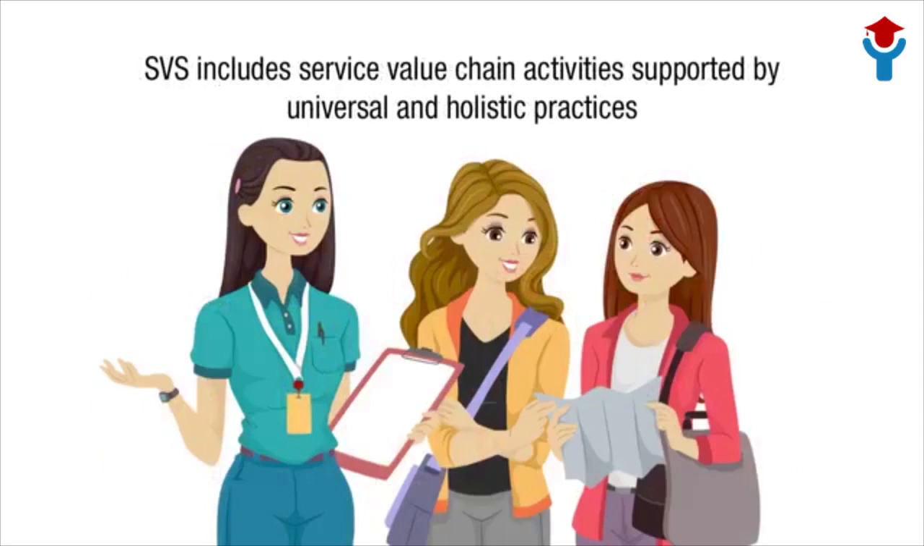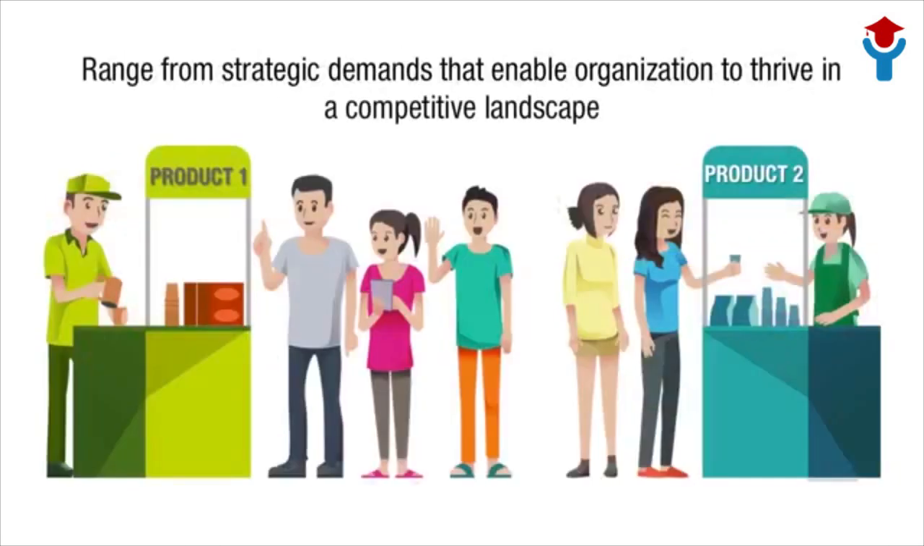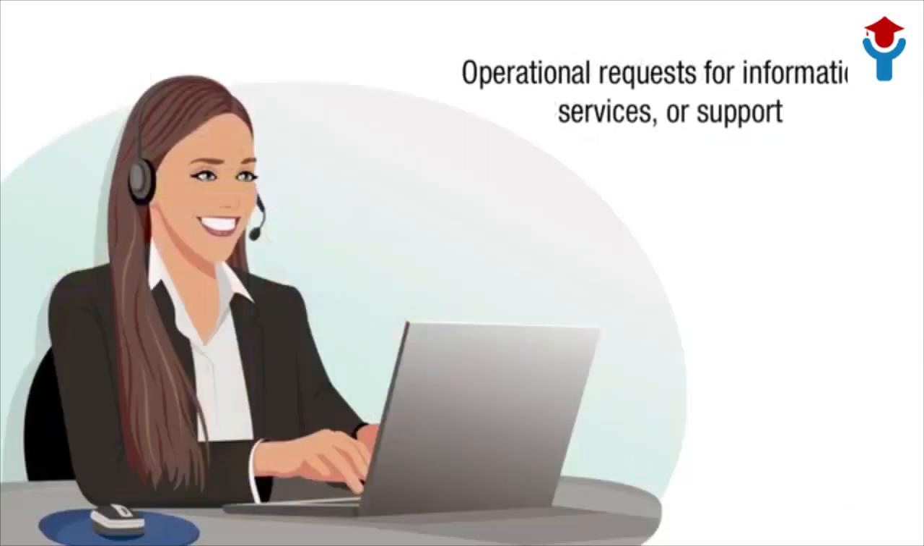The SVS includes the service value chain activities supported by universal and holistic practices that allow the organization to manage demands of all types. These range from strategic demands that enable the organization to thrive in a competitive landscape to operational requests for information, services, or support. With that, we've reached the end of this chapter.